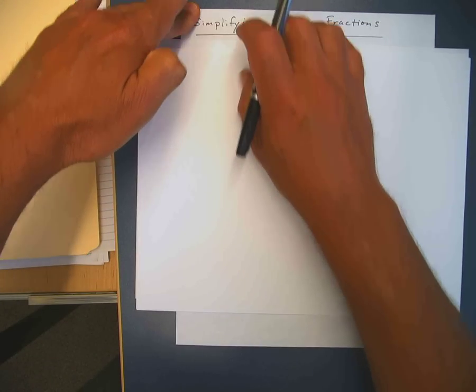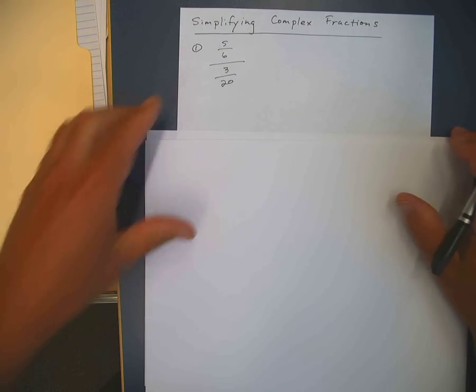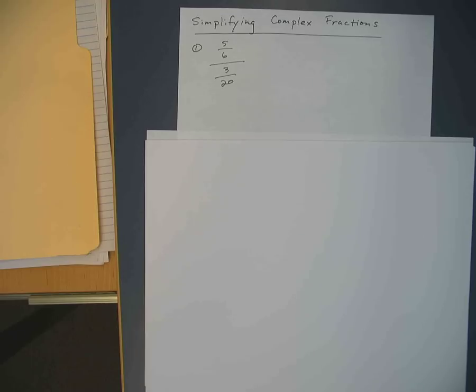Finally, in this section, we're going to look at complex fractions. They're not rational expressions, but they're related in terms of the way you simplify them. And so let's first of all take an example with just numbers. A complex fraction is any fraction that has a fraction in either the numerator or denominator or both.